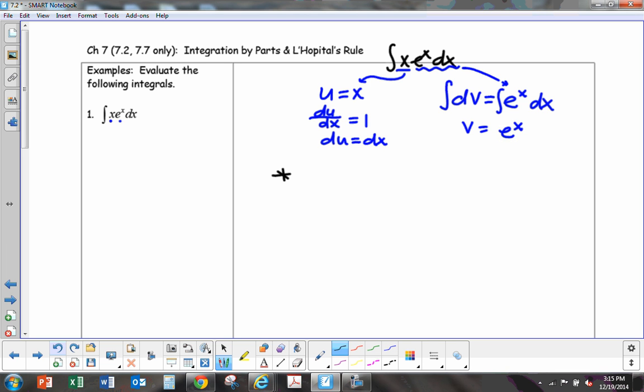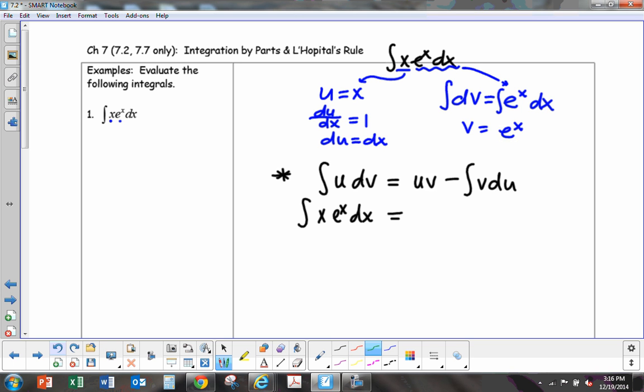Again, you're not going to write this all the time, but since it's our first time, the integral of u dv is equal to uv minus the integral of v du. Well, I have the integral of u dv. That's the integral of x times e to the x dx. I have that. Equals, and now here's where the formula comes in. It tells me that it equals u times v.